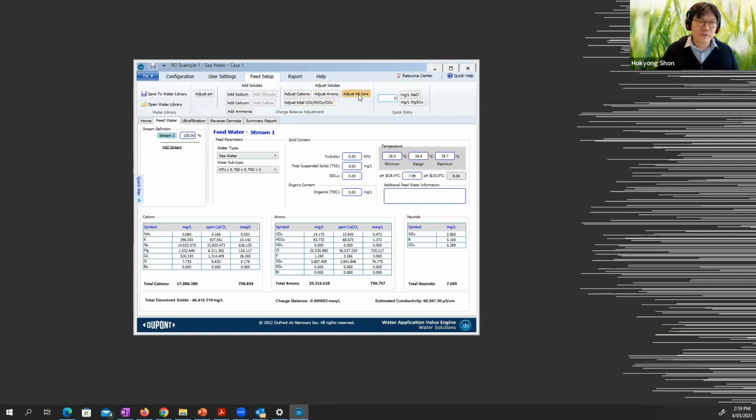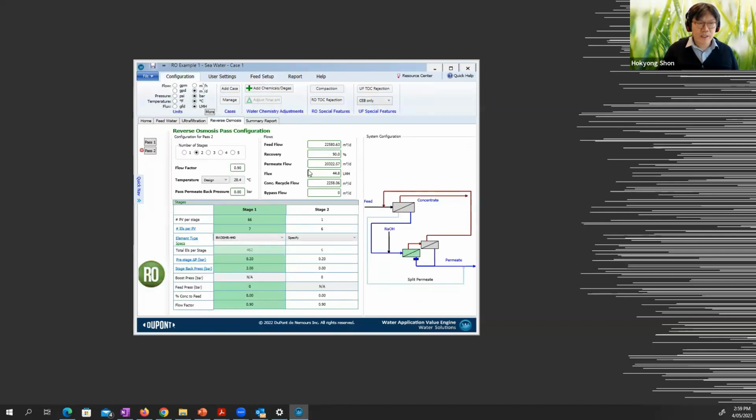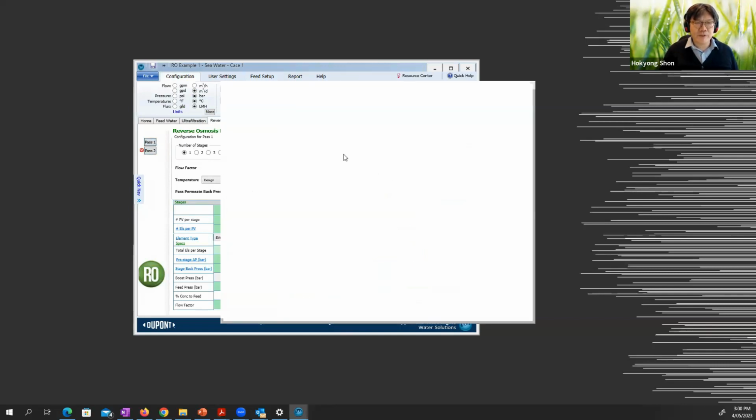So you can adjust all ions, then you can also adjust the pH. So you can also change the pH value, and ultrafiltration, reverse osmosis. So based on first pass, second pass, you can see your design. First pass, we design 43%.